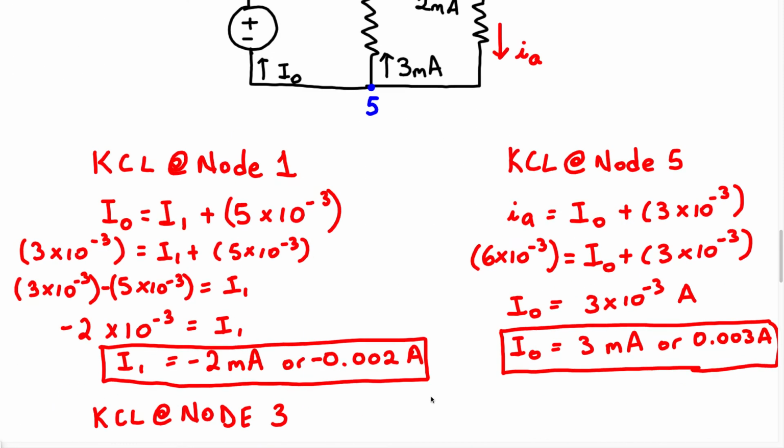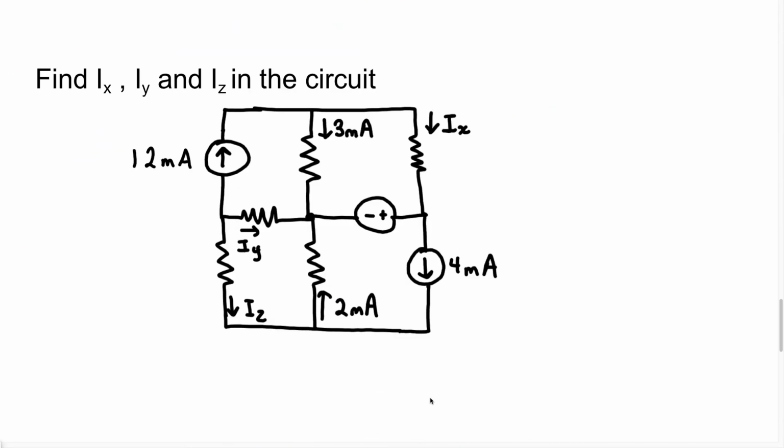Okay, let's do another example. So we're going to do this example here, it says find Ix, Iy, and Iz in the circuit. So we know we're going to be using KCL to find the missing currents. Now the first thing I'm going to do is just label the essential nodes. I'm going to call this node 1, node 2, 3, node 4, node 5.